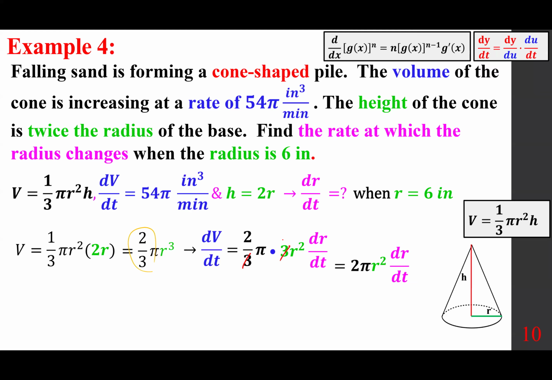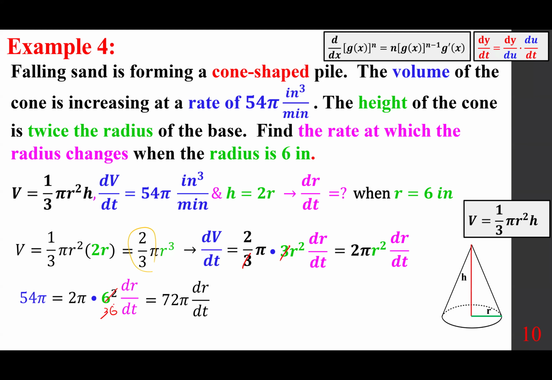It simplifies to 2 pi r squared dr dt. All you have to do is plug in what you have and find the missing one. So the dV/dt is given, r is given. Let's plug in. 36 times 2 over 72, so we have 72 pi dr dt on the right side.